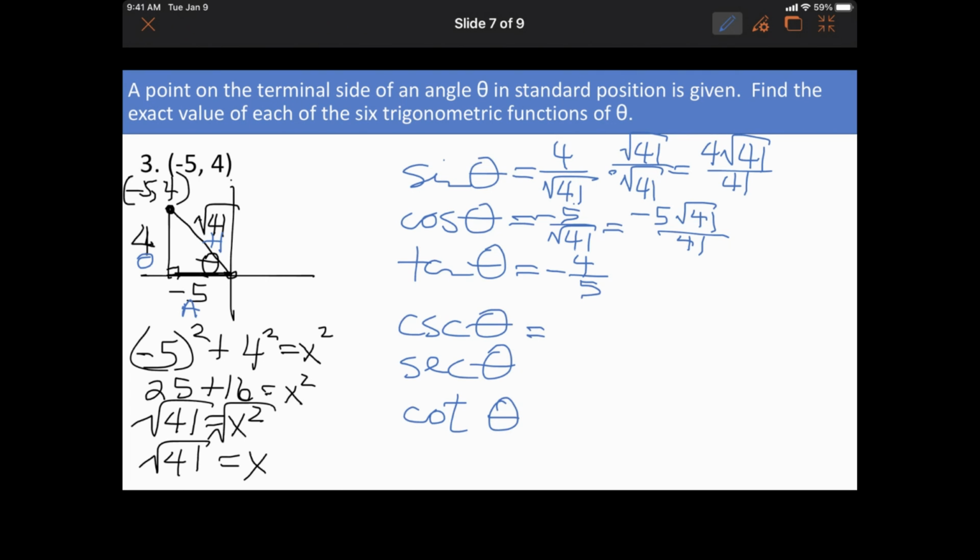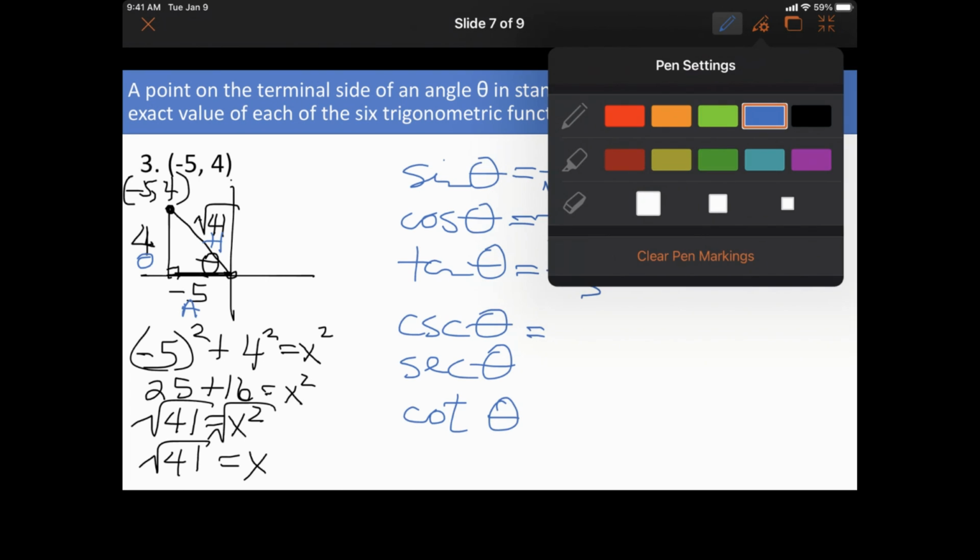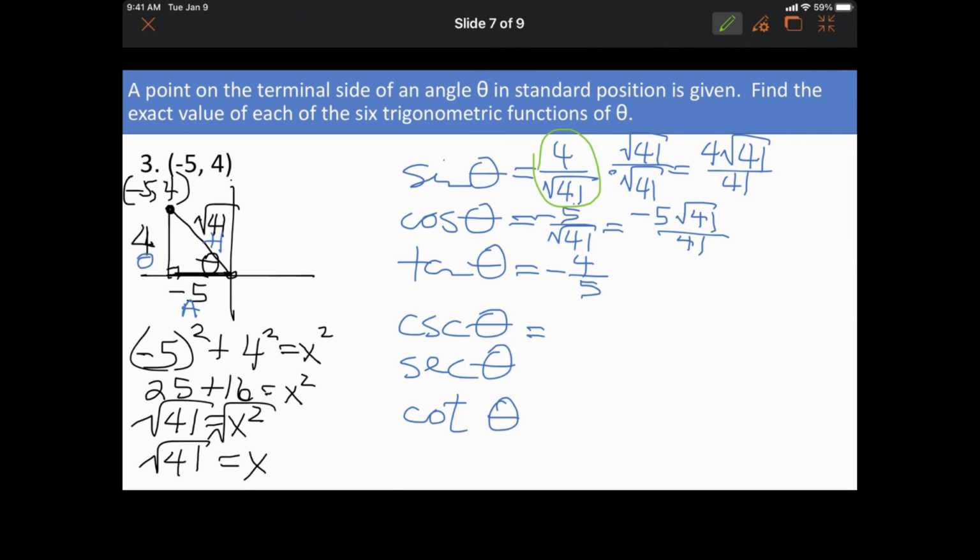So here, I'm going to do the reciprocal of this one, the original. And the reason why I'm going to do that is because when you flip it, the 4 will be on the bottom. And then there's nothing to multiply. If you try to do a reciprocal of here, it gets very complicated. Same thing for this one. Negative square root of 41 over 5. Cotangent is -5 over 4.